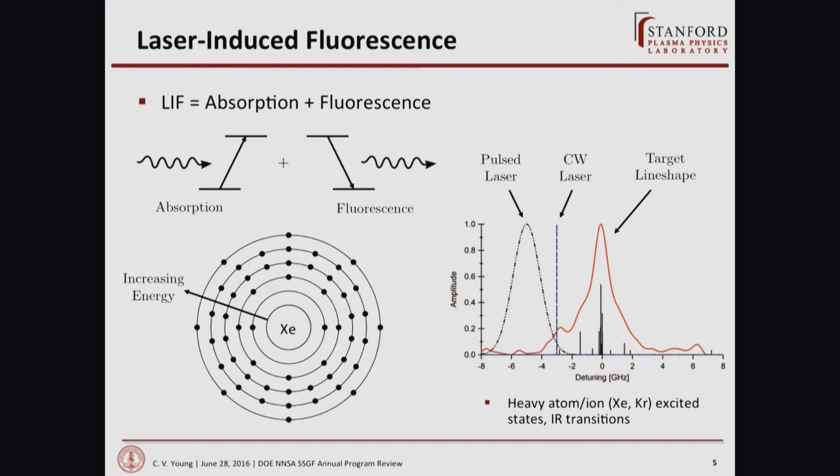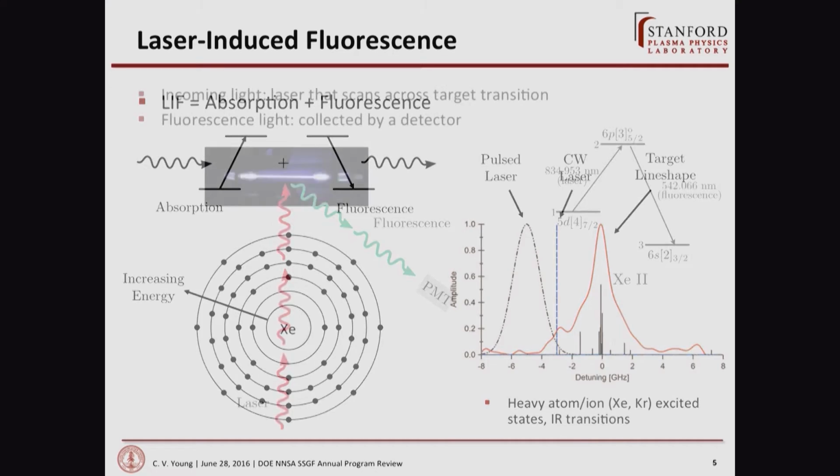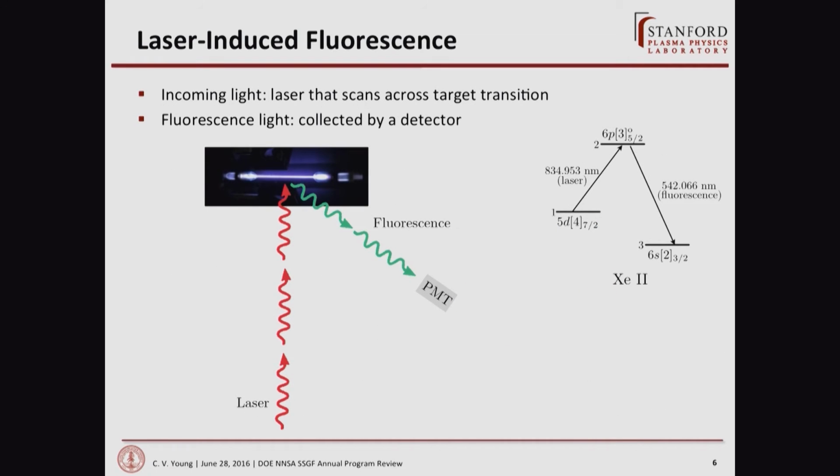But now, since we're using a continuous wave laser, we need some other technique to get at our time resolution. So, some nice PowerPoint illustrations, right? We're going to put the laser in. We're going to pick a transition that has some target. So we're going to supply light at this wavelength, and then we'll wait for the fluorescence photons to come back out, and we'll collect that light with a photodetector, like a photomultiplier tube.